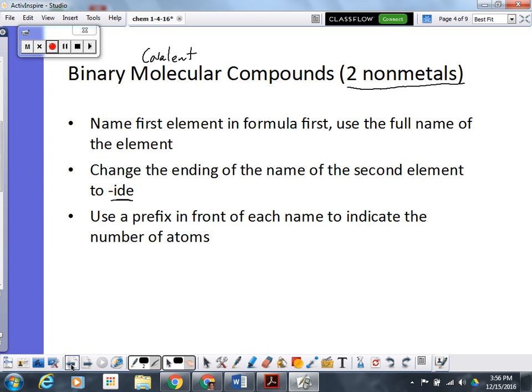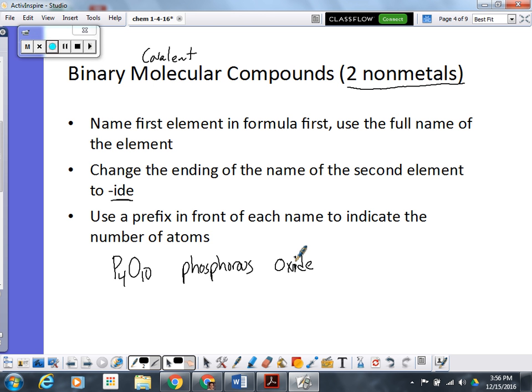Let's say I want to name the compound that has the formula P4O10. What I would do is name the first element first. The first element is phosphorus. The second element is oxide, because it would be oxygen changed to IDE, just like when you have ionic compounds.